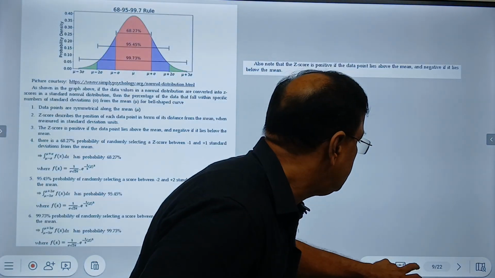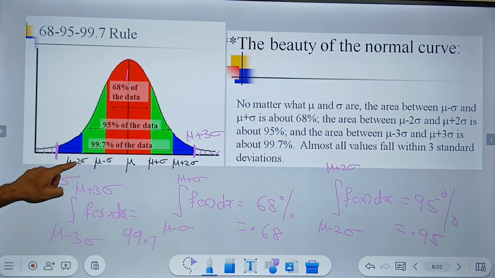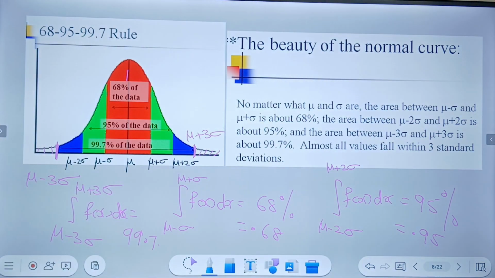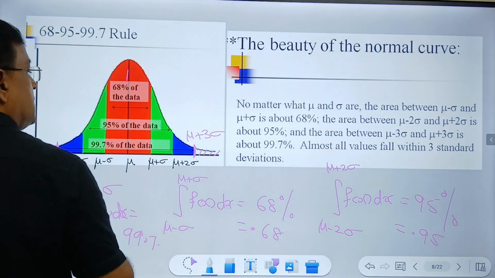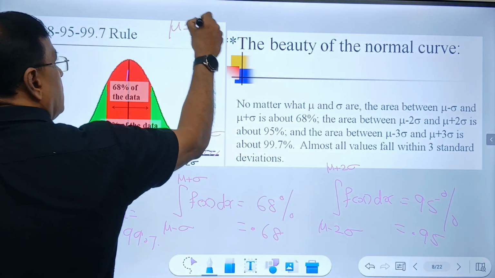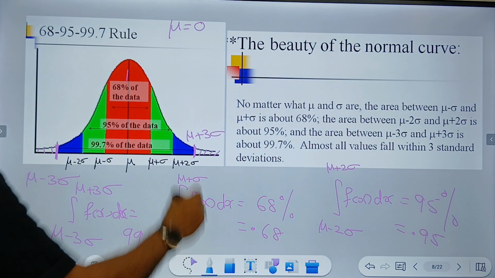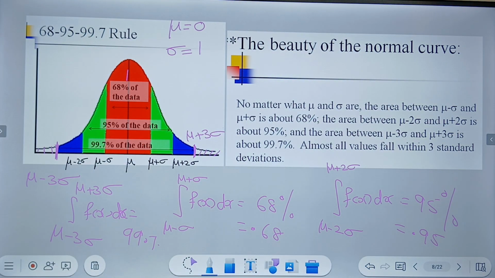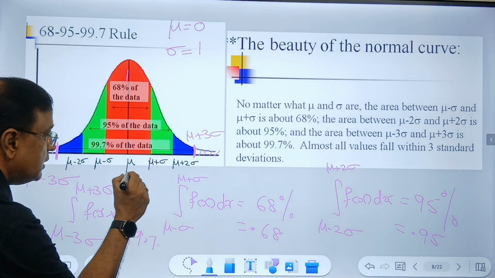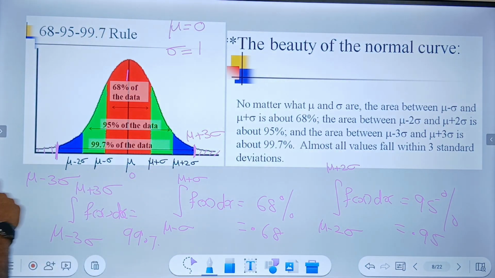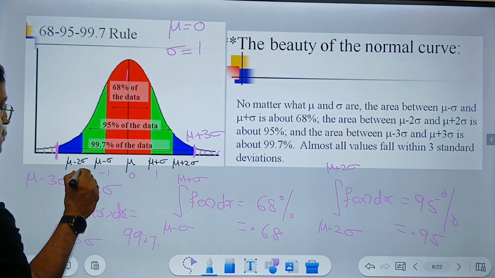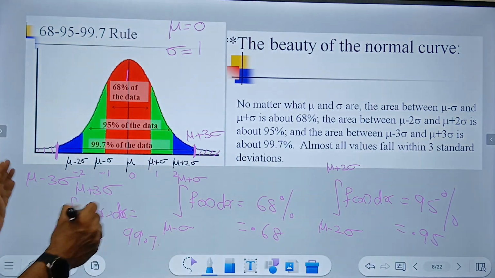Now, if I have a look at this and I put mu equal to 0 and I take my standard deviation as 1, what will happen to this? This will become 0. Then 0 minus 1 will be minus 1. This will be plus 1. This will be minus 2. This will be plus 2 and so on. Can you see it?